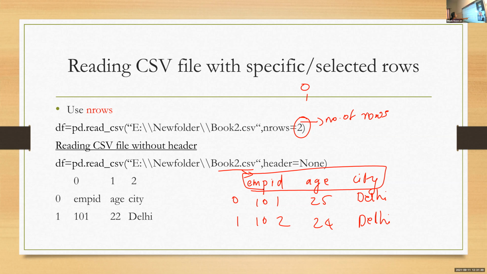I want to display the column headings without header. That is, using this header equal to none statement, it will just convert these header names to the first row.